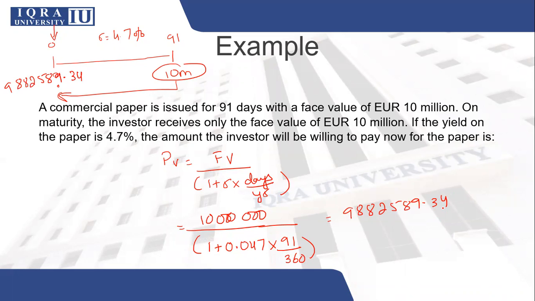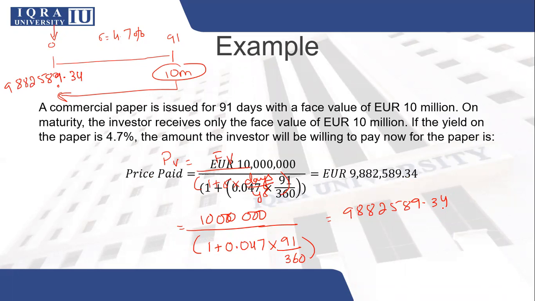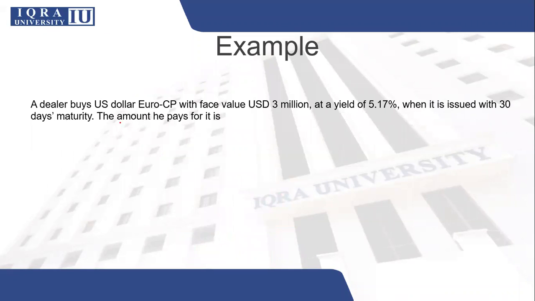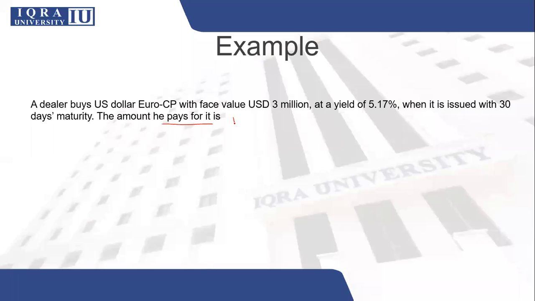So now moving ahead to the next question. A dealer buys US dollar CP with a face value of 3 million at a yield of 5.17% when it is issued with 30 days maturity. The amount he pays for it? So again, you need to calculate the price of this commercial paper, and the face value of this is 3 million.